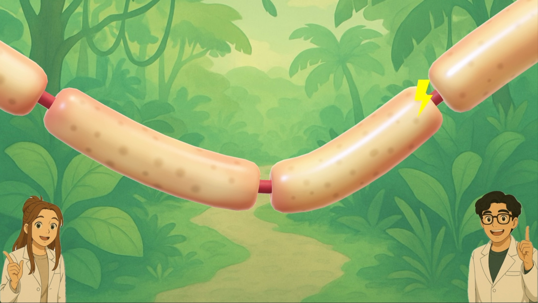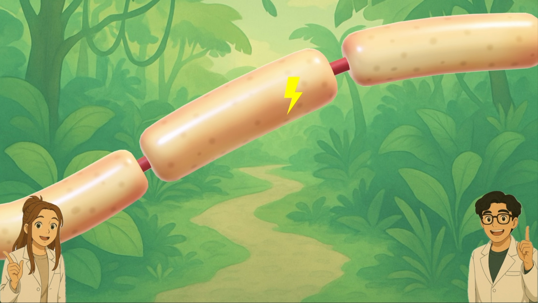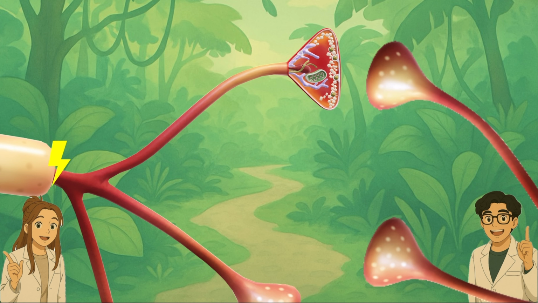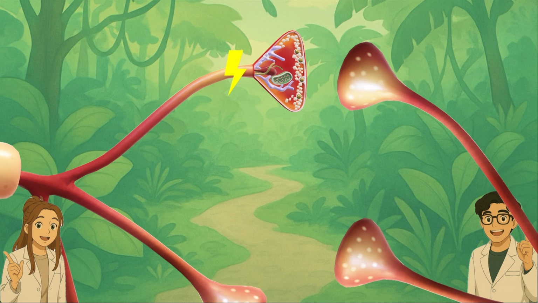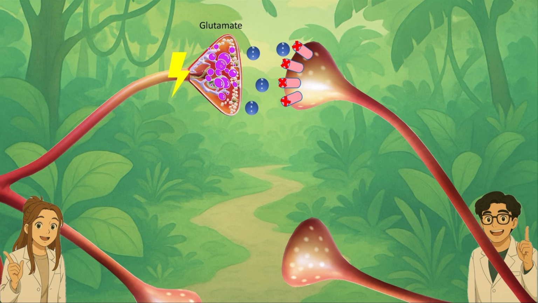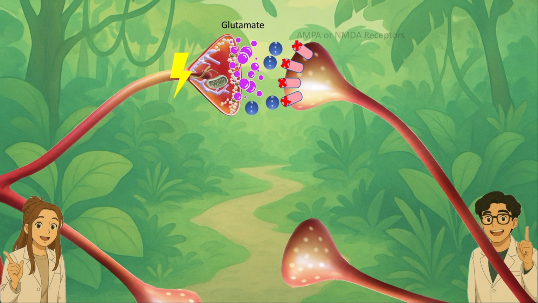Alright, we followed the action potential zooming down the axon, but what happens when it reaches the end? That's the synapse, the tiny gap between neurons. And here's where neurotransmitters do their magic. When the action potential reaches the axon terminal, it triggers voltage-gated calcium channels to open, which are found primarily at the axon terminals of the neurons. Exactly. Calcium ions rush in, and that's the signal for synaptic vesicles to move toward the membrane and release neurotransmitters into the synaptic cleft.